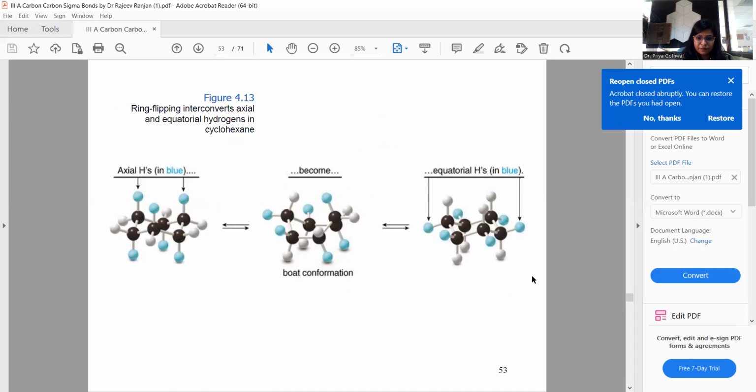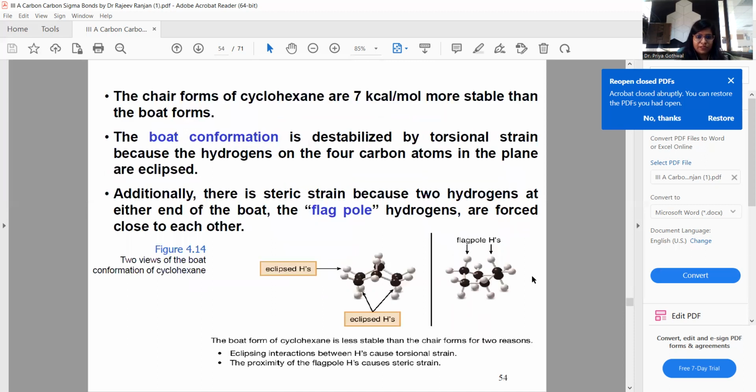We can see the boat conformation of cyclohexane. The chair form of cyclohexane is 7 kilocalories per mole more stable than the boat form, and the boat conformation is destabilized by torsional strain because the hydrogens on the 4 carbon atoms in the plane are eclipsed. Additionally, there is steric strain because the two hydrogens at either end of the boat, the flagpole hydrogens, are forced close to each other. So we can see the two views of the boat conformation of cyclohexane. Eclipsed hydrogens are here in gray, and the flagpole hydrogens can be seen here.